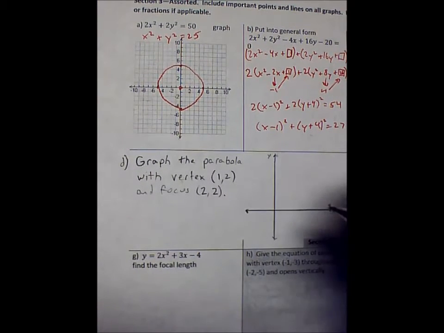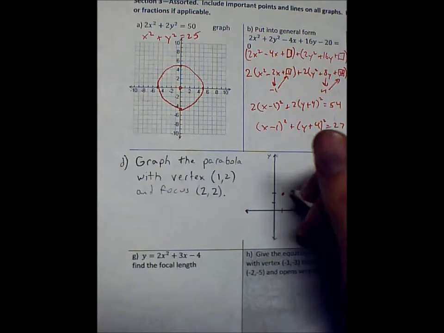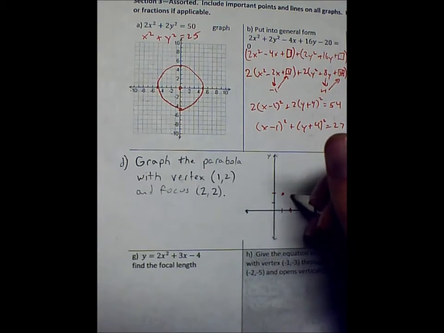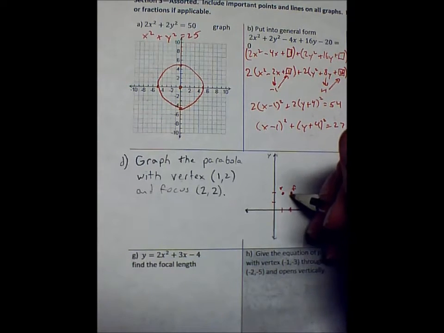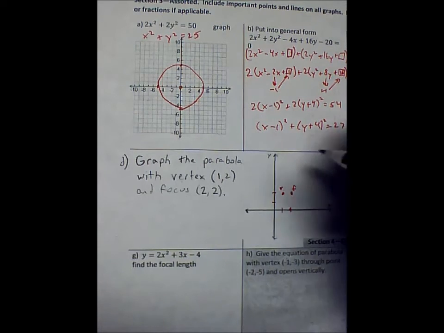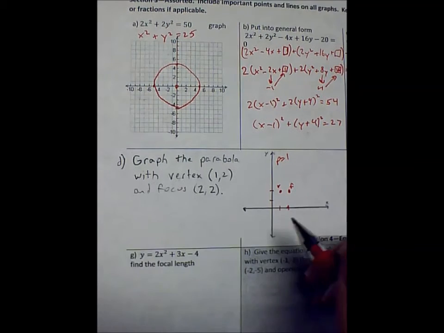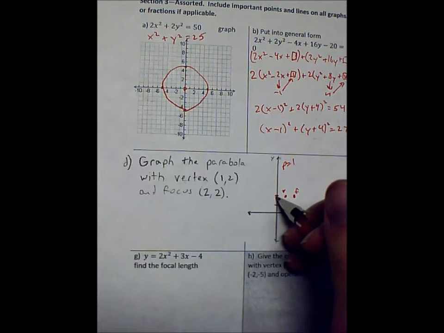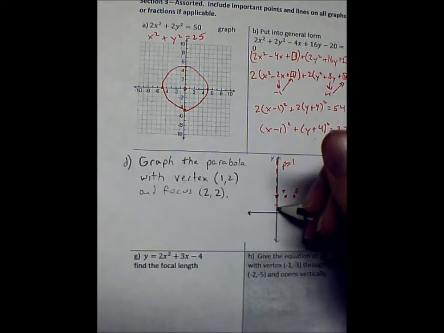Okay, D. So we're going to graph the vertex. It's at 1, 2. And the focus is at 2, 2. That means the distance between those, which is P, is 1. So P equals 1, important value we're going to use there. So P is 1. That means to find the directrix, we're going to count in the opposite direction by the same amount, 1. So the directrix here is actually going to be on the y-axis.